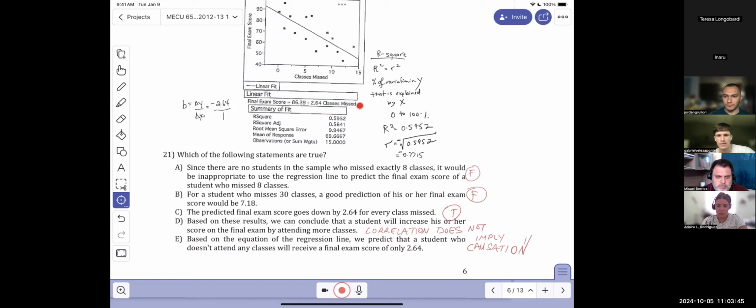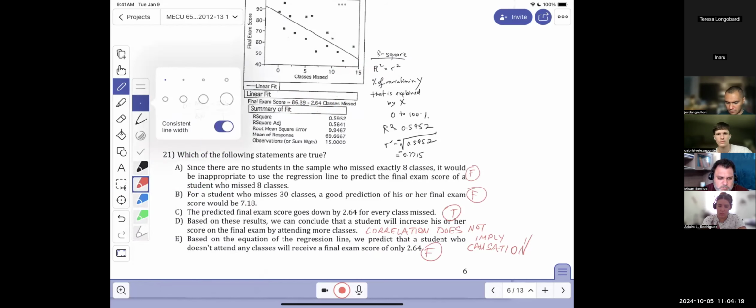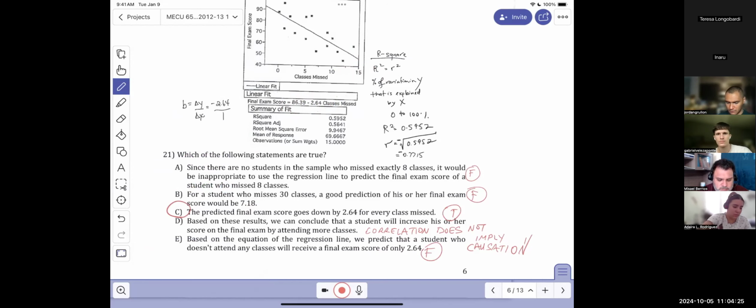I need to know more here about how many classes there are. So maybe there's 30 classes. That would be an extrapolation if they put 0 here and calculated this, but that's not even what it did. It just misinterpreted that slope. So this is false. That's not what the 2.64 means. The 2.64 is C. So this is the right answer, C. Good. Almost caught you there.